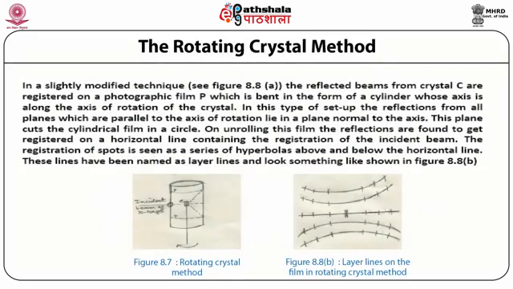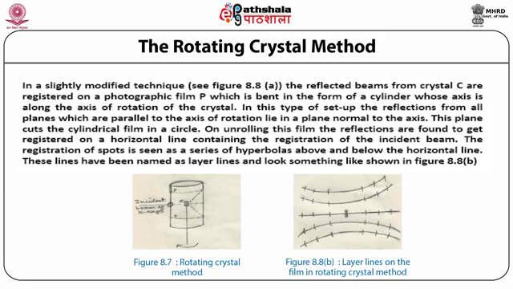In a slightly modified technique, see figure 8.8a, the reflected beams from crystal C are registered on a photographic film P, which is bent in the form of a cylinder whose axis is along the axis of rotation of the crystal. In this type of setup, the reflections from all planes which are parallel to the axis of rotation lie in a plane normal to the axis. This plane cuts the cylindrical film in a circle.